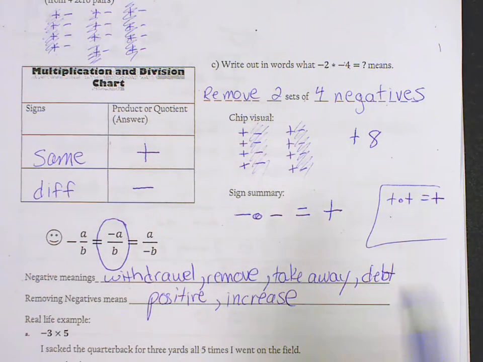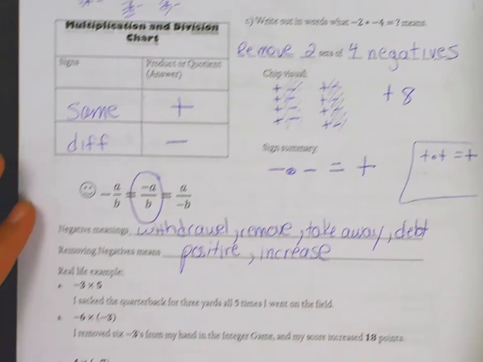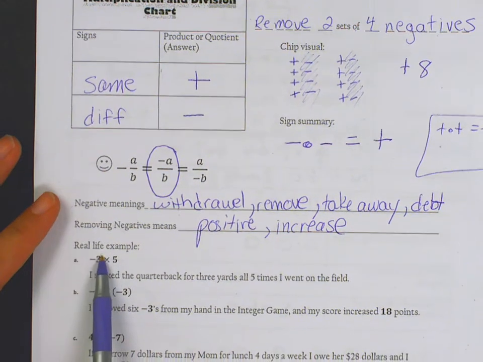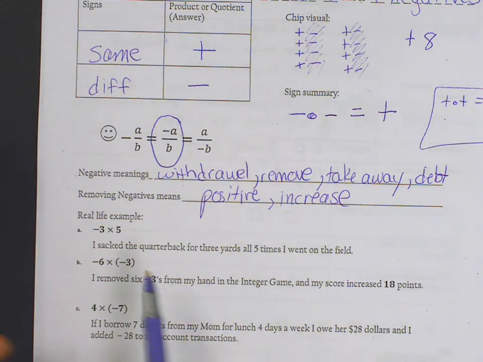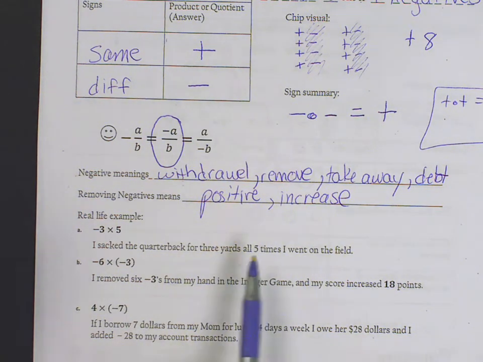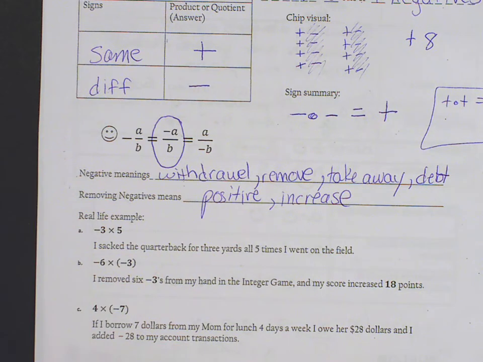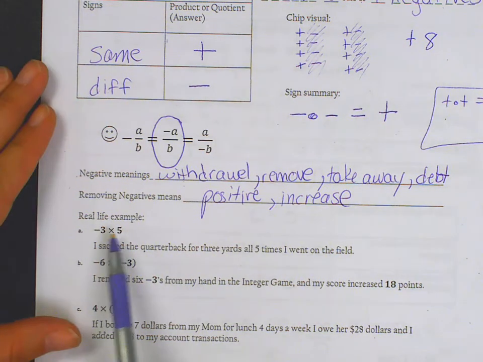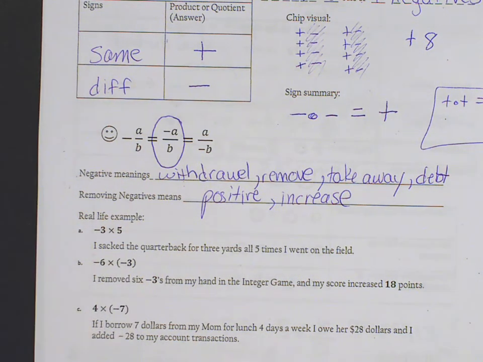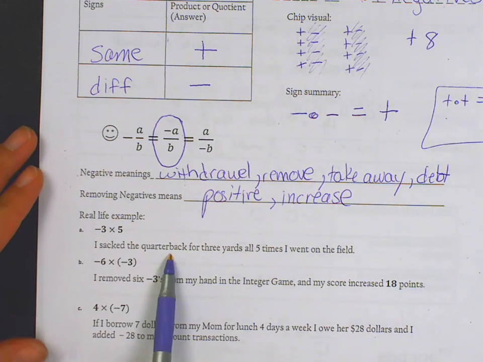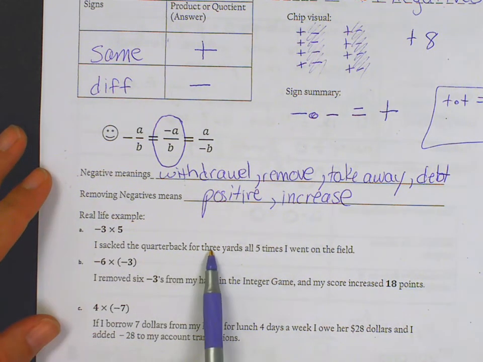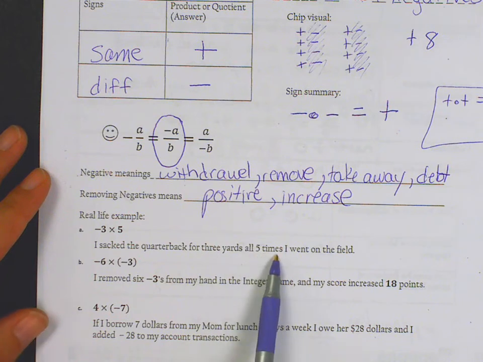All right, so let's talk about some examples. This is all typed up nice and neat so you can reread it when you need help writing a real life problem or understanding one. So check it. I've got negative 3 times 5. I sacked the quarterback for 3 yards. All 5 times I went on the field.